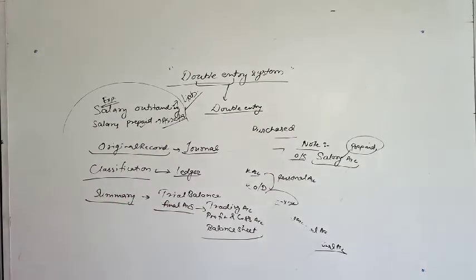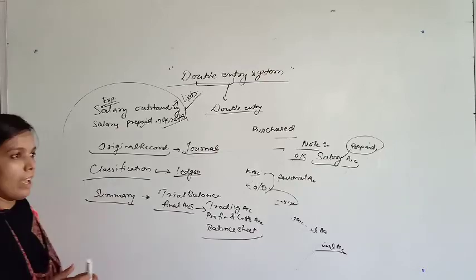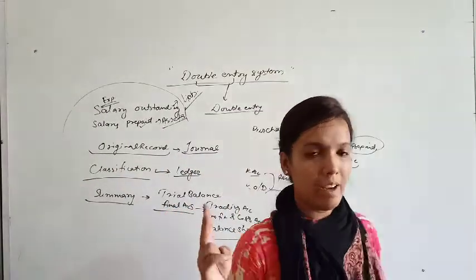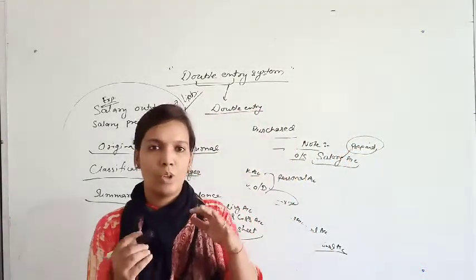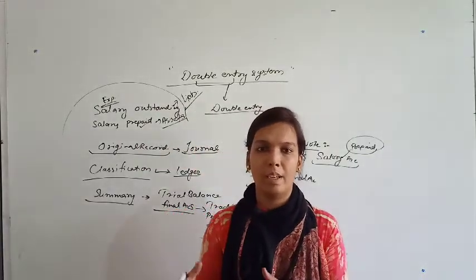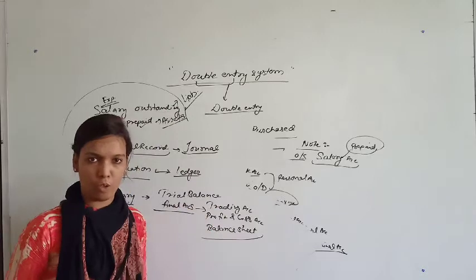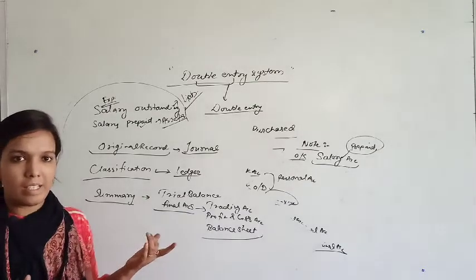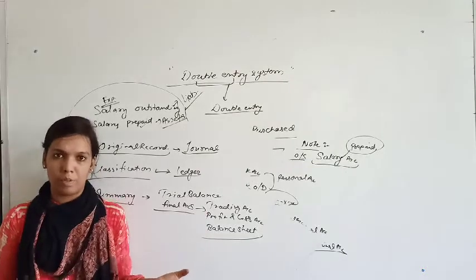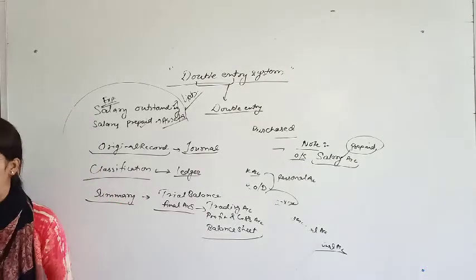Let's take the third point, that is preparation of trial balance. In the double entry system, the amounts recorded on the debit sides of various accounts will always be equal to the amounts recorded on the credit side of various accounts. As I told you, every transaction affects two accounts, and out of these two accounts, one account will be debited, the second account will be credited. Okay, so every time your debit total will always be equal to the credit total. If there is any mistake or error, it can be easily found from the trial balance. Arithmetical errors can be found from the trial balance.